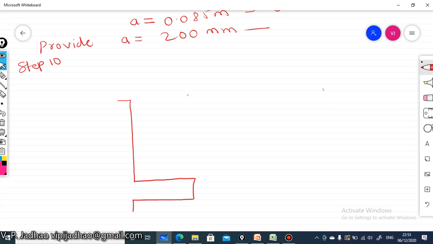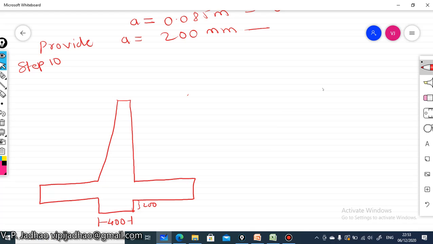Here we will be having a shear key like this. This is the slant face of our retaining wall, toe slab, and again shear key. So this particular depth is 200 mm, this particular depth is 200 mm, and this width is 400 mm. All dimensions are in mm.